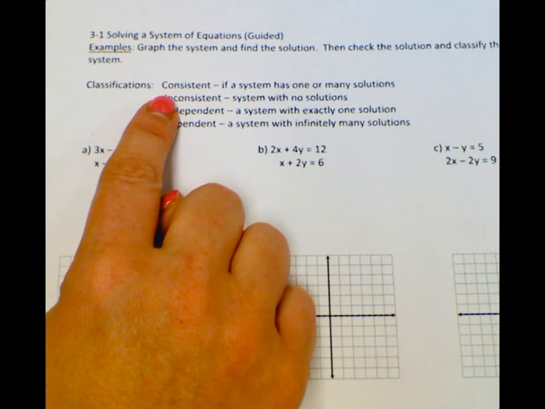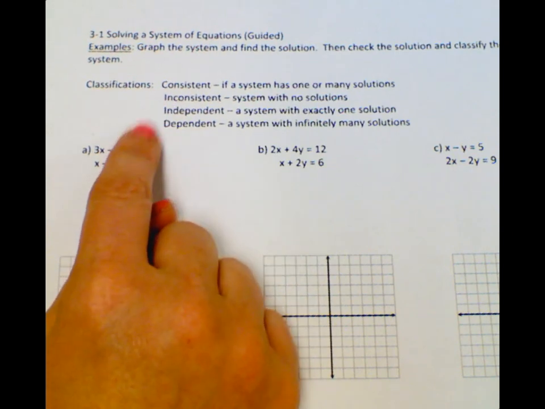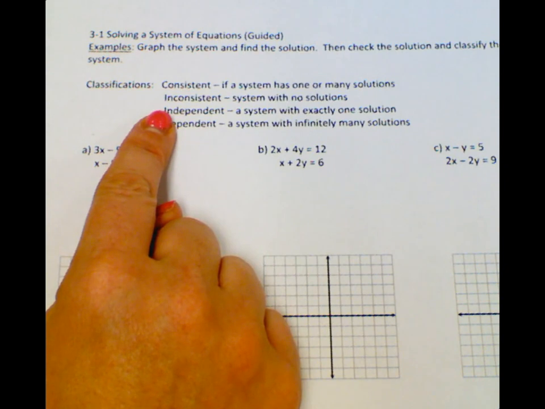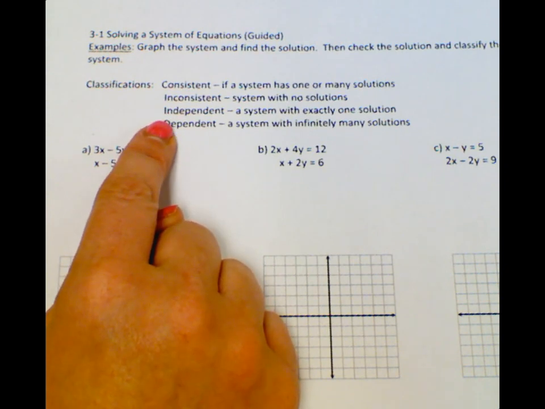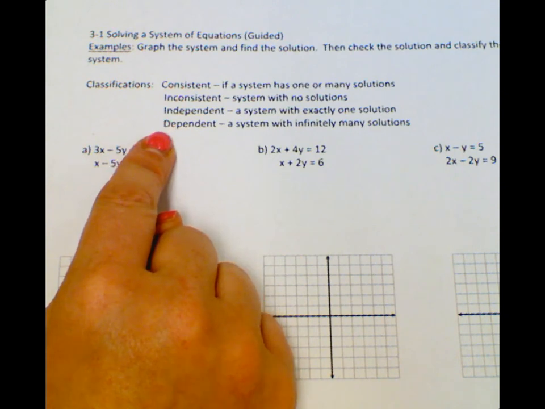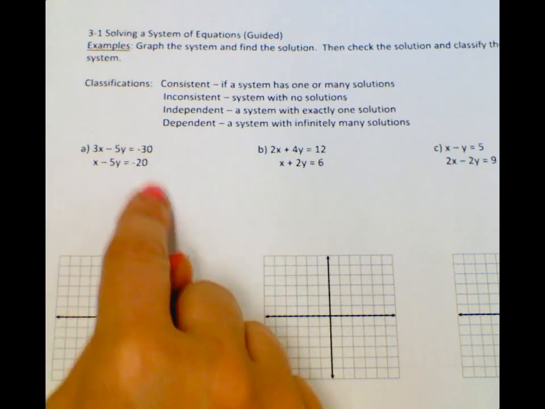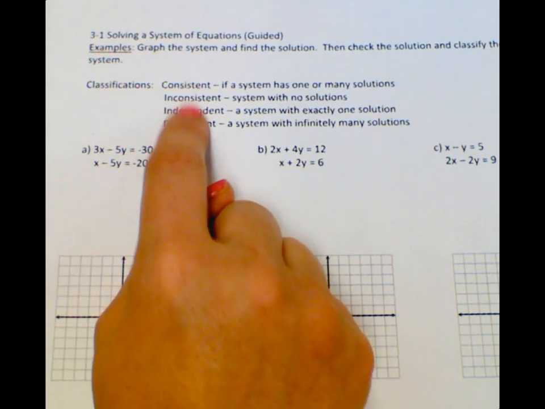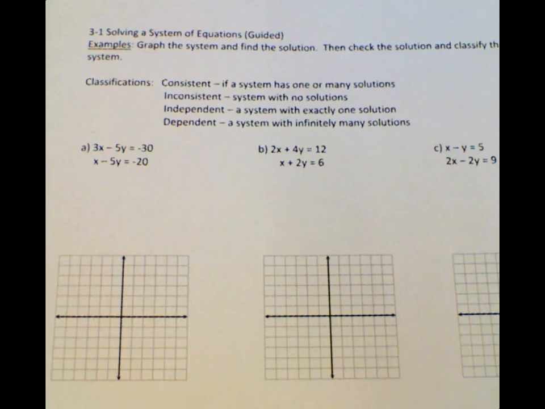Consistent is if a system has one or many solutions. Inconsistent is when it has no solutions. Independent is when it has one solution, only exactly one. And dependent is a system with infinitely many solutions. So when we graph these, we will be able to pick out the classification also.